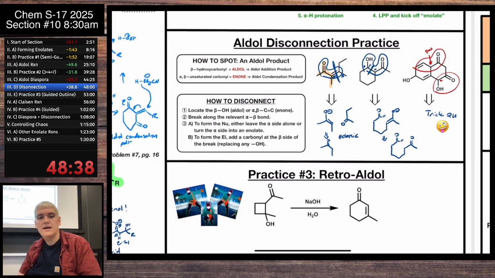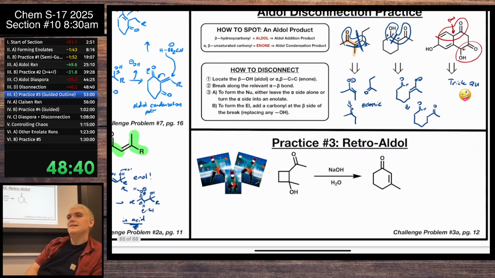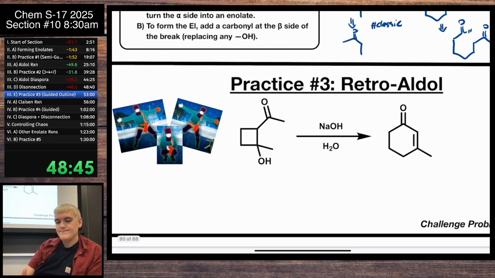Now, one thing I do want to look at with another one of the challenge problems is the idea of this retroaldol. So look at our starting material here. Do we have an aldol addition product or aldol condensation product in our starting material?